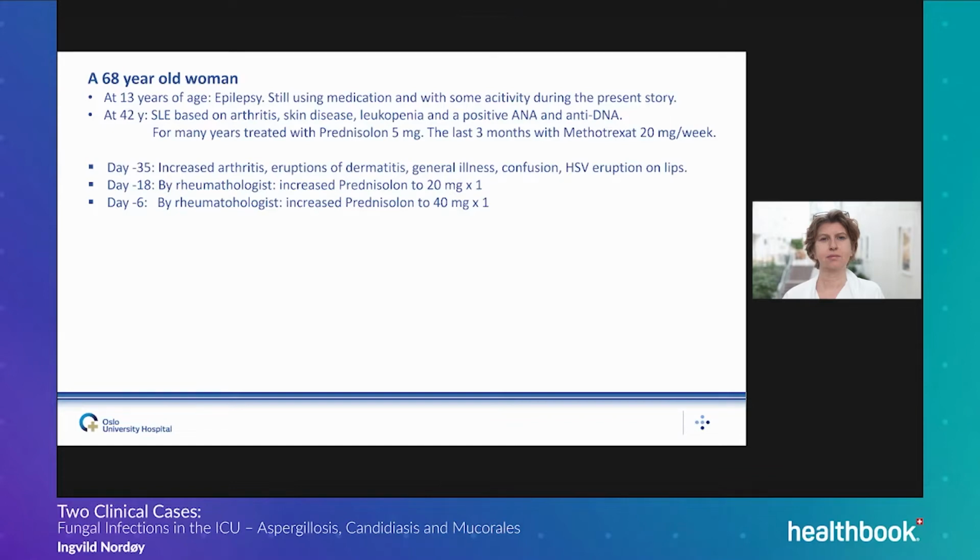Now, 35 days before she was admitted to the local hospital, she had problems with her joints, increasing arthritis, eruptions of dermatitis, felt generally ill and started to be confused. She had HSV eruptions on her lips. Then she saw her rheumatologist 18 days before admission, and the prednisolone dose was increased to 20 milligrams daily, and then again to 40 milligrams daily 6 days before admission because she wasn't improving. Next, please.